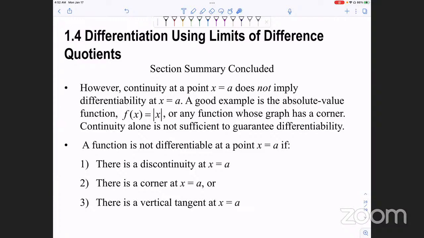A function is not differentiable at a point x equals a if there's basically a hole or a gap, called a discontinuity, if there's a corner at x equals a, or if there's a vertical tangent at x equals a.